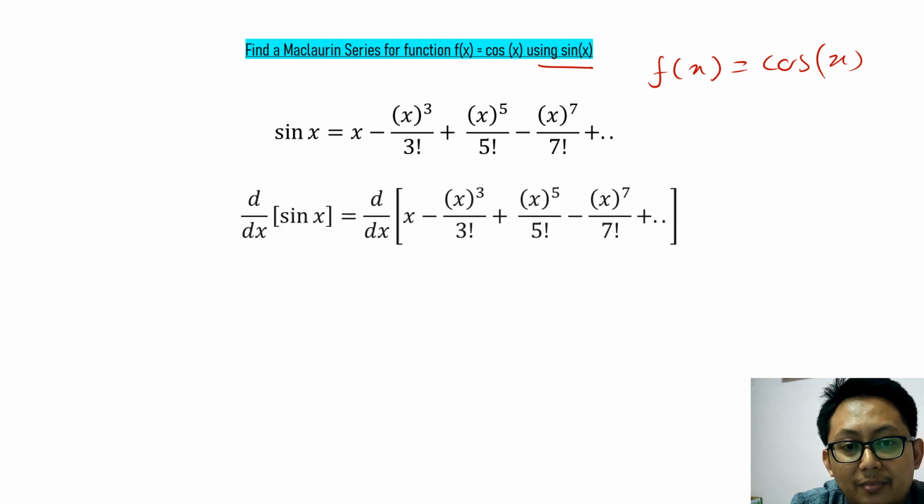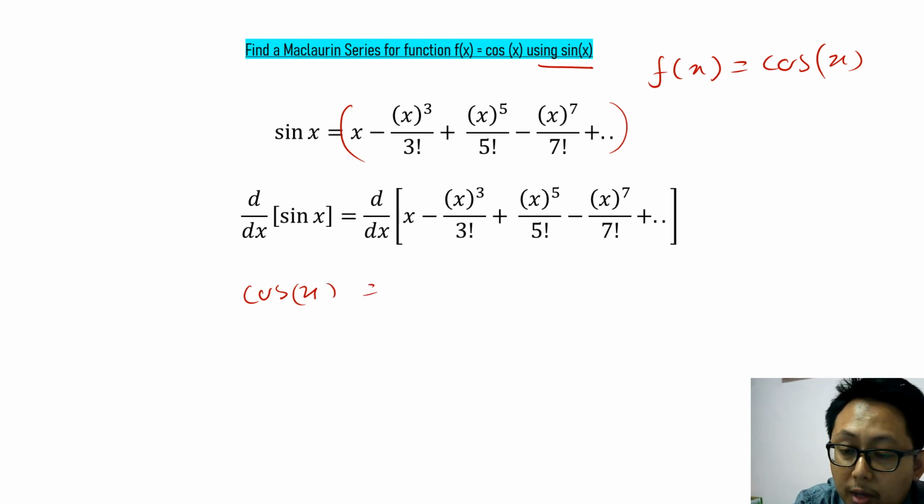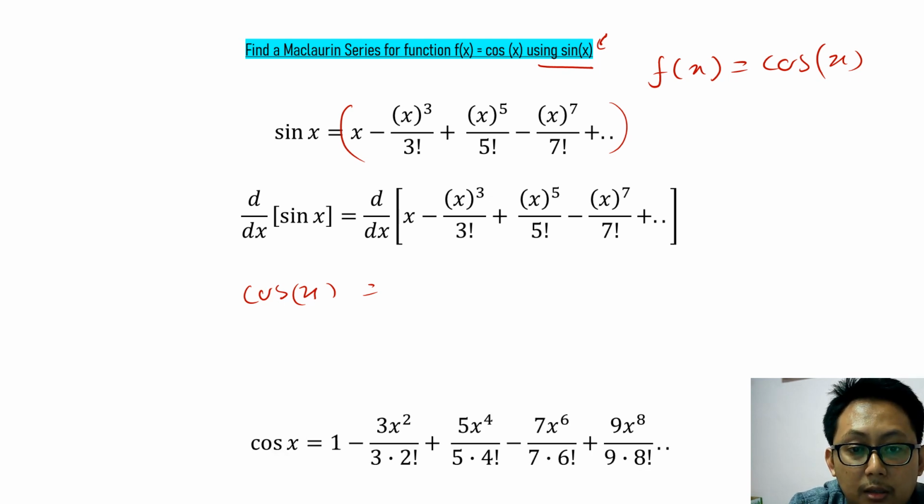How to do that? Differentiate. So we differentiate sin x, and we differentiate everything here, every term. So what happened now? When we differentiate sin, we get cos x. So finally you can get the value for cos x. You can do it step by step like before, but here we want to use the sin x. So differentiate x will become 1, and then differentiate x cubed will become 3x power of 2, and then we have 5x power of 4, 7x power of 6, and go on. So you can check the total value here.